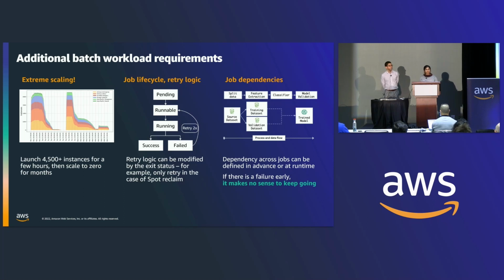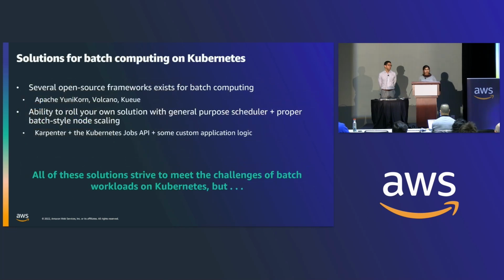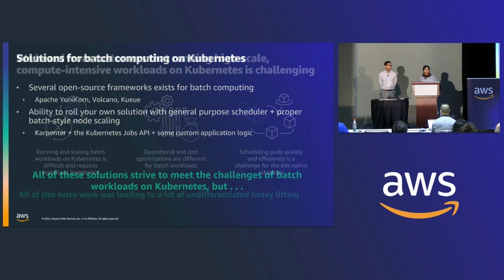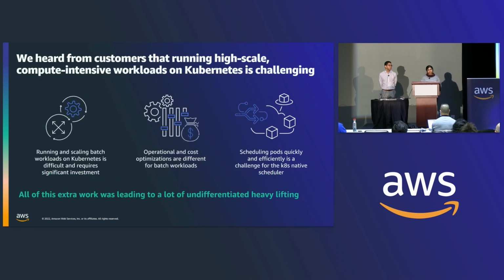Given the specific set of requirements for batch workloads, we do see that there are a few open source solutions out there, such as Unicorn, Volcano, or Q. Customers also have an option to roll their own solution using a general purpose scheduler, such as Carpenter, or using the Kubernetes Jobs API. While these solutions do have scheduling and scaling capabilities for Kubernetes, we've heard from customers that they've struggled to implement batch processes.